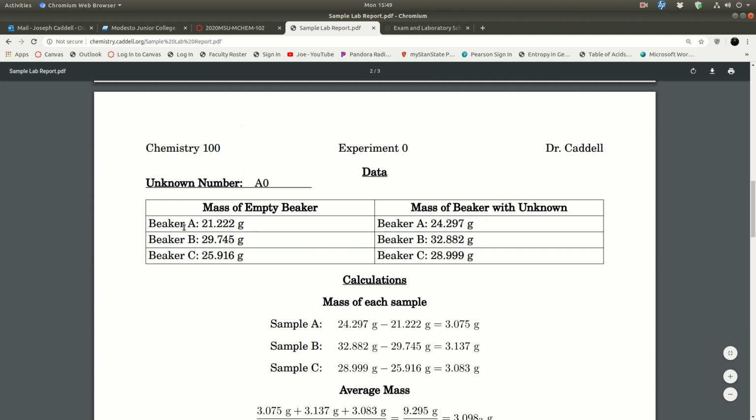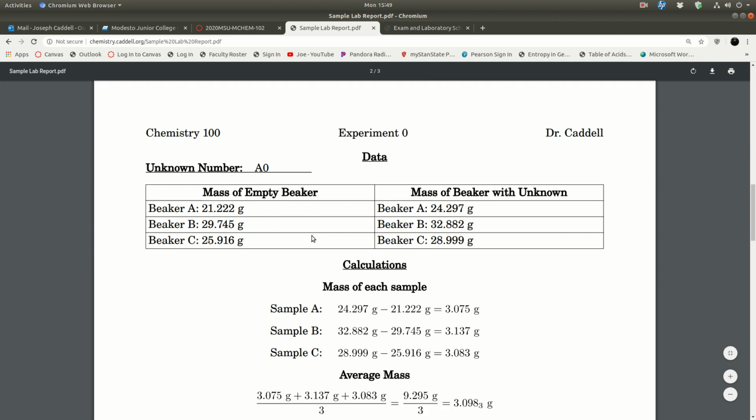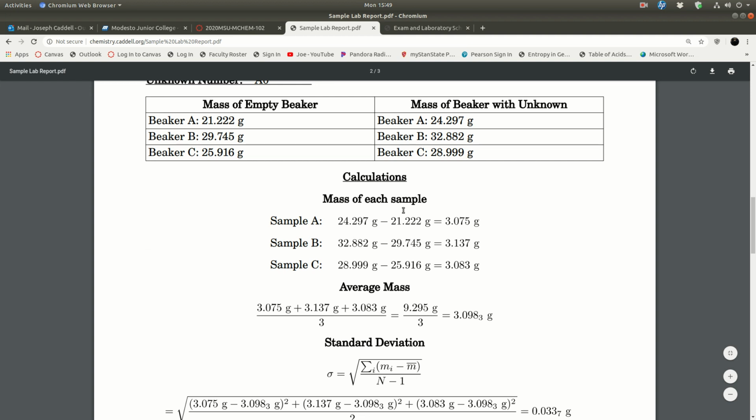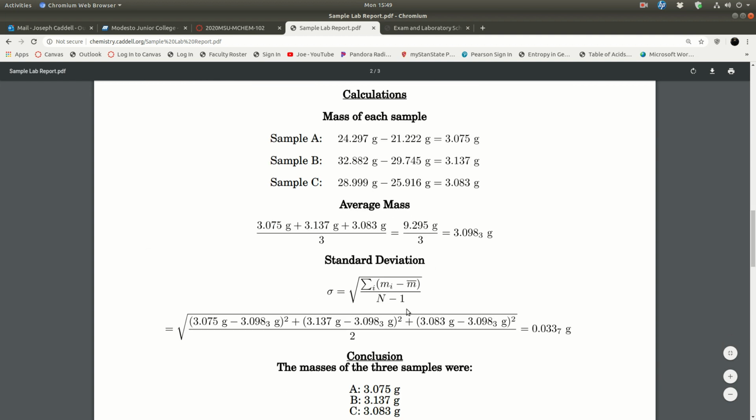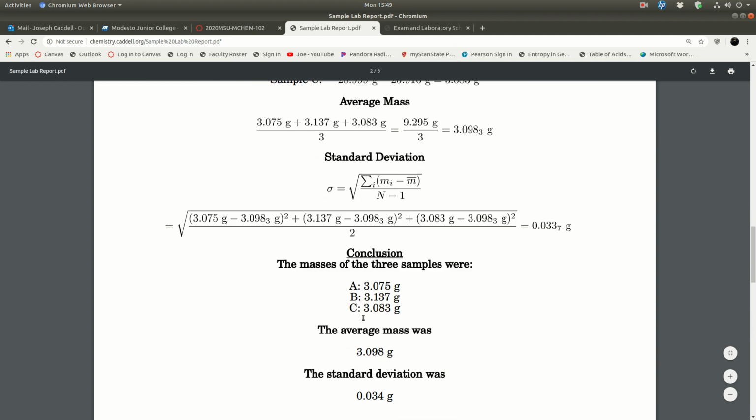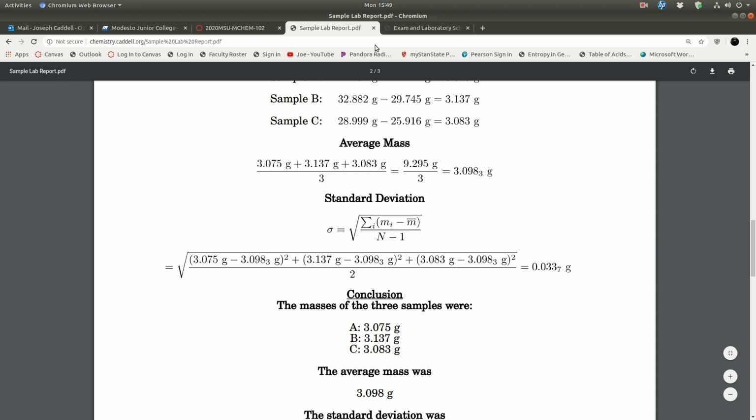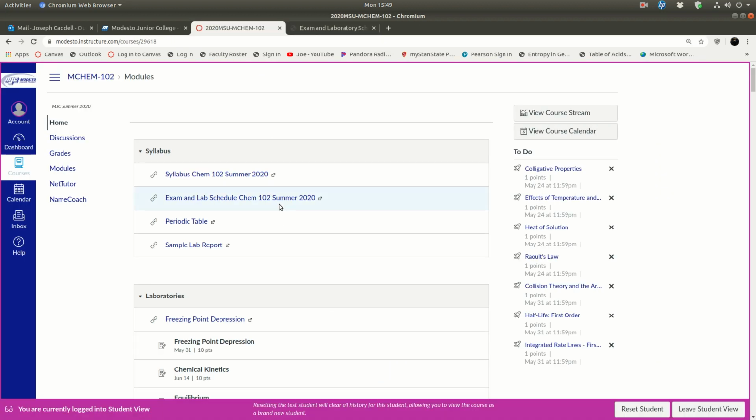Okay, what it is: labels and units, unknown number, calculations. So even though I did it 3 times, show each time you do a calculation. Use an equation editor. And conclusion. Okay, so that's the lab reports. I also have a sample lab report here in the syllabus module. It's the same exact one I just showed you.